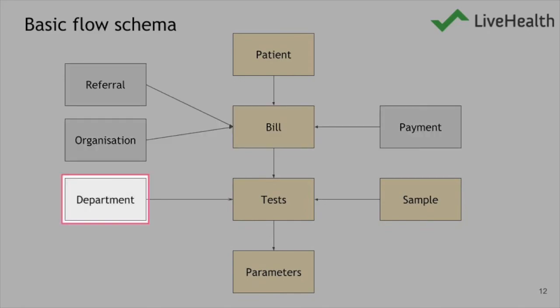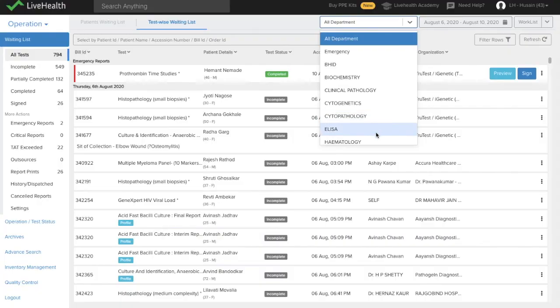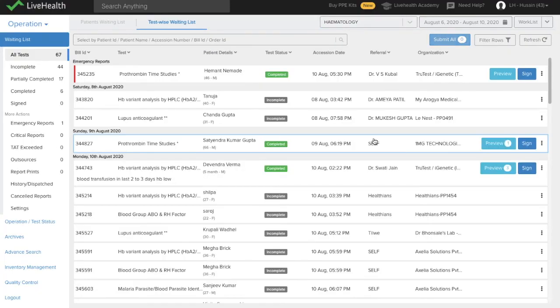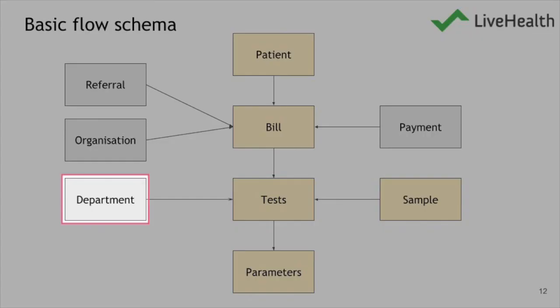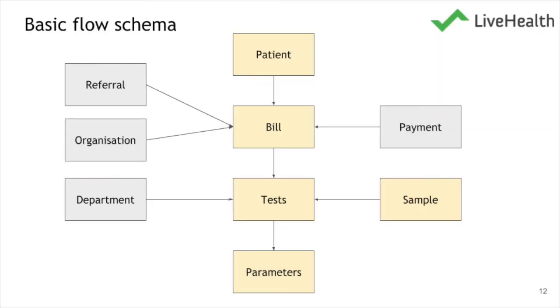Also, there is another entity which is called department. Department is basically a way to classify tests into departments. So based on the workflow of your lab, you can classify tests into various departments so that it becomes easier to manage the workflow. So a person working in the hematology department can see only hematology tests in the waiting list. So departments are there to ease your operations workflow. Okay, so this entire diagram represents how the data is stored in the system and how these entities are related to each other.